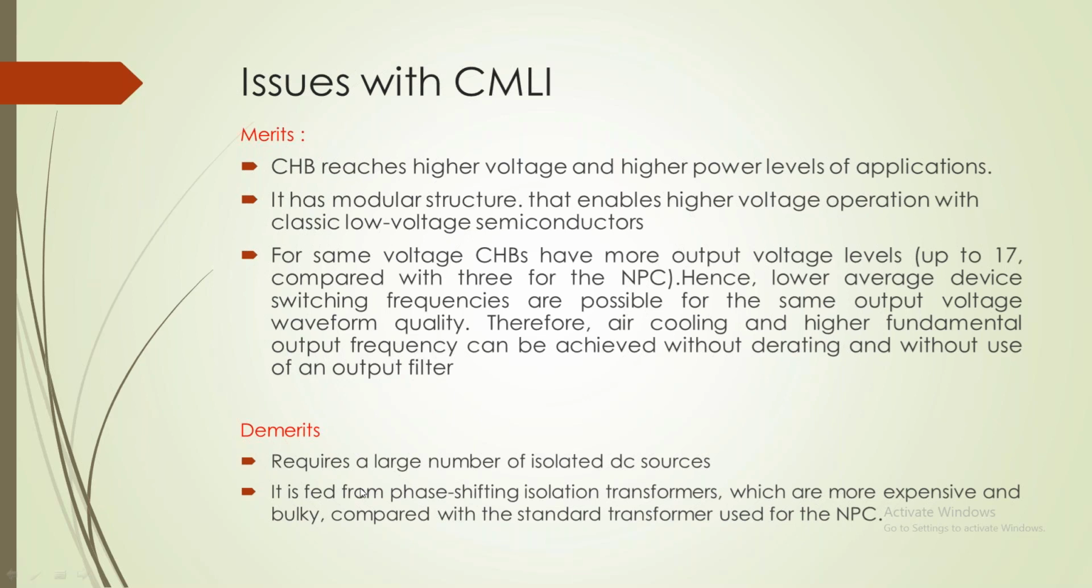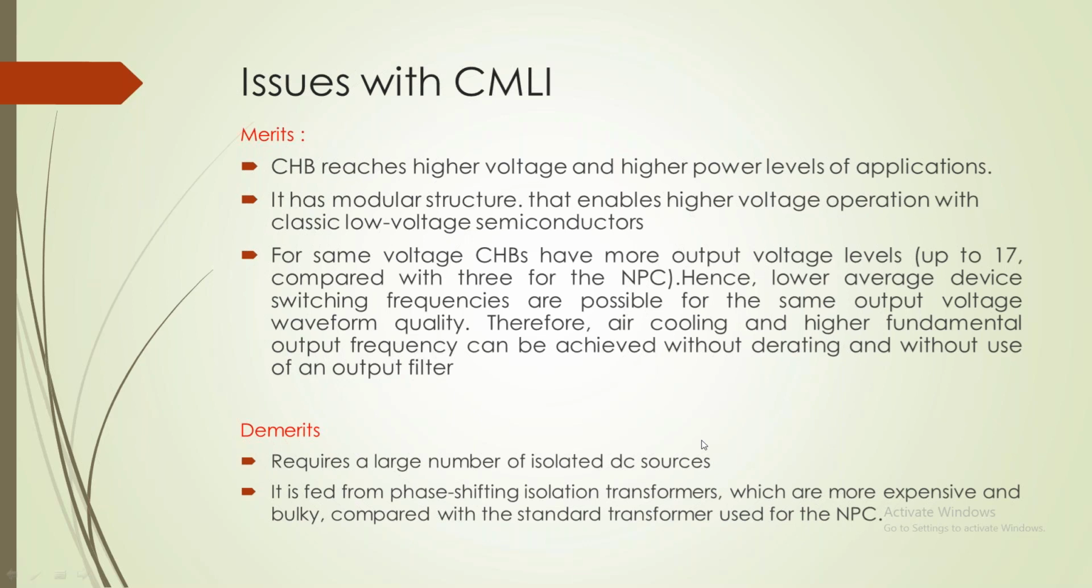Right, but this transformer is a power level transformer and we need to employ multiple windings. It is a phase shifting isolation transformer. Isolation means there should not be a common ground between the negative DC rails of all these DC sources employed in cascaded multilevel inverters. They should be separated, isolated.